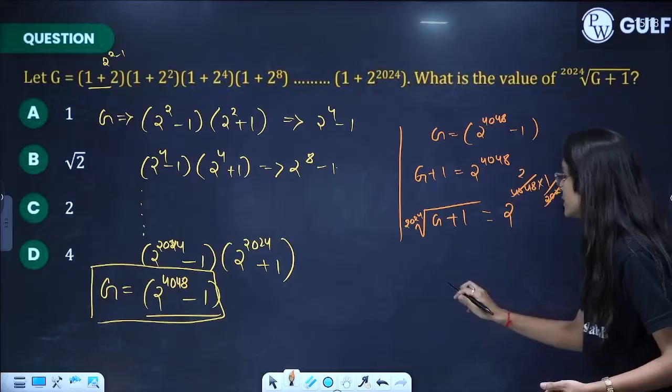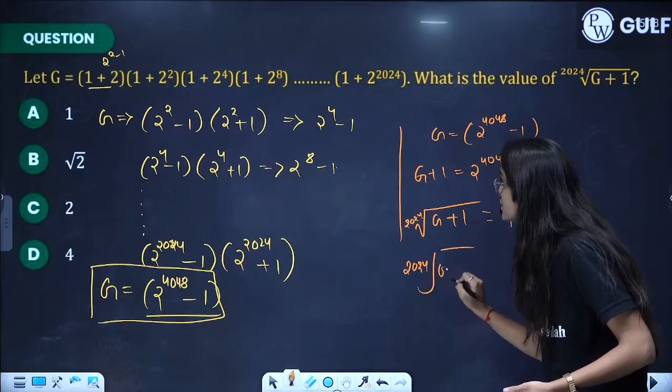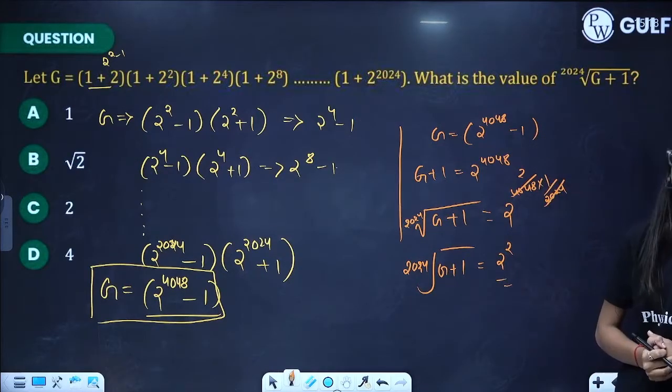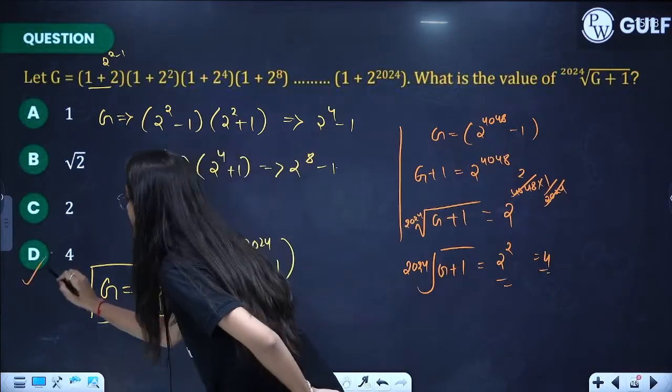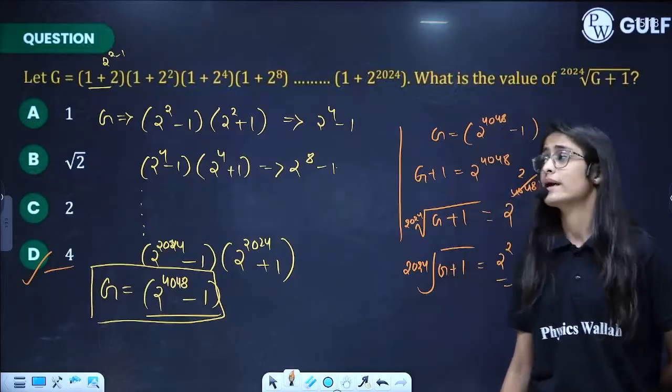That means the 2024th root of G plus 1 will be equal to 2 square, which is 4. Okay, therefore our desired answer will be option D. I hope you all understood this question very well.